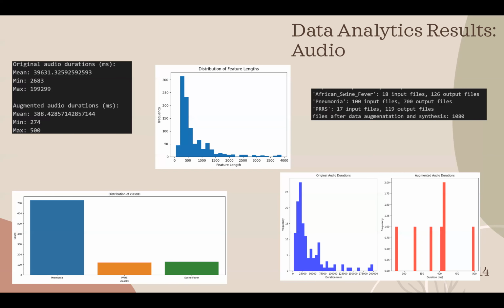Moving on to the next slide. Here is the visual representation of the mathematical analysis that we conducted for the audio data samples. We calculated the mean, median, minimum size, and maximum size of the audio duration of the samples. We also represented each disease's samples in a bar chart. We also represented the audio duration of the data samples of each disease in the following frequency chart.